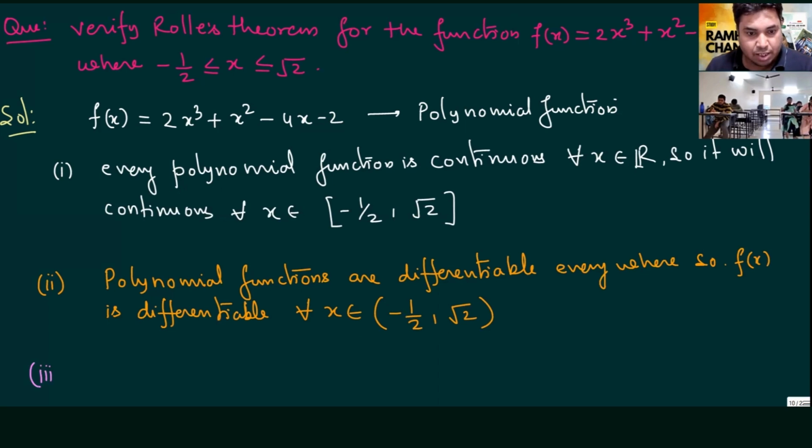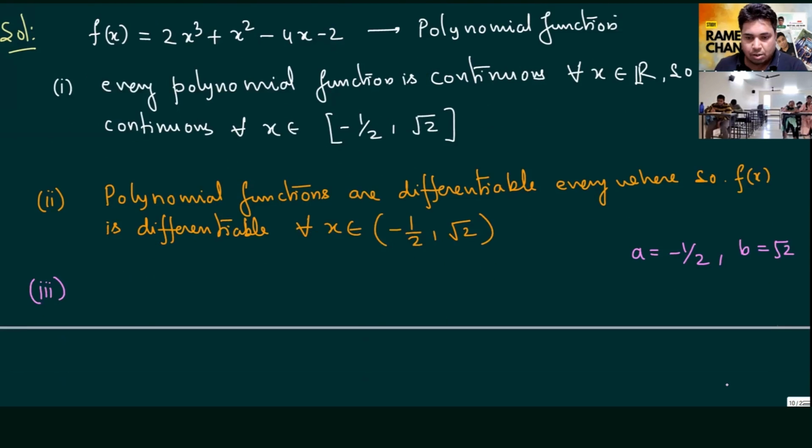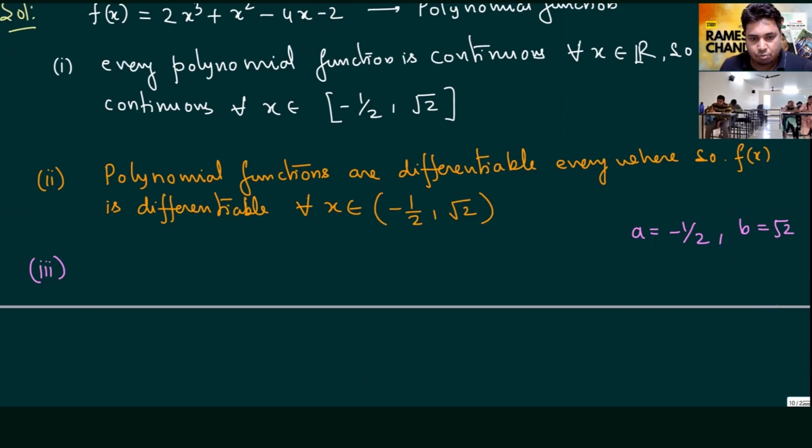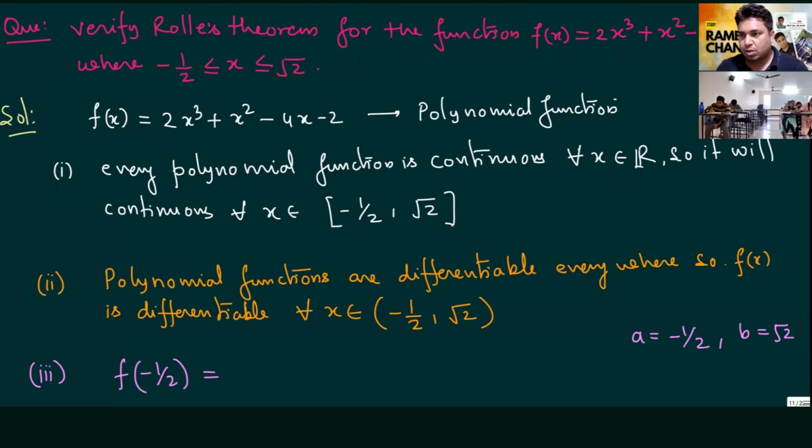Now, what about the third one? What is the necessary condition for the third condition? Yes, f of a is equal to f of b. Exactly. We will find the value of it. Now, what is a here? a means the first number here. So you can see a is minus 1 upon 2, and b is equal to root 2 here. You need to find the value of the function at a and b. So what about f of minus 1 by 2? You need to calculate and tell me what is the value of it. And what about f of root 2? Just solve it. You need to work on it.